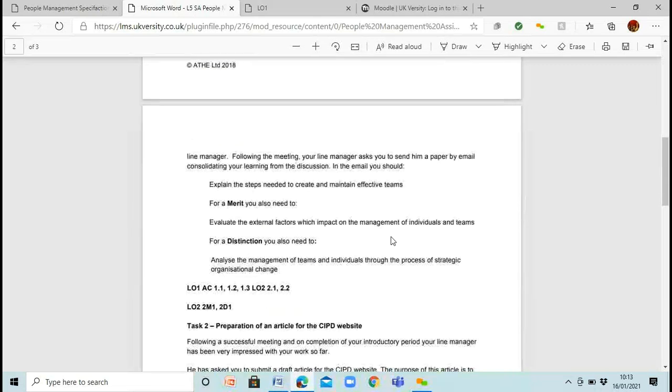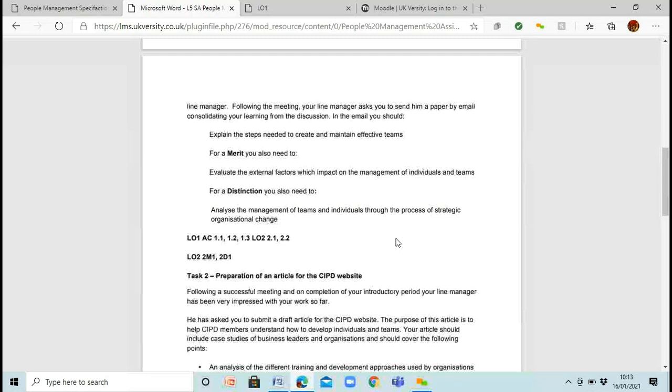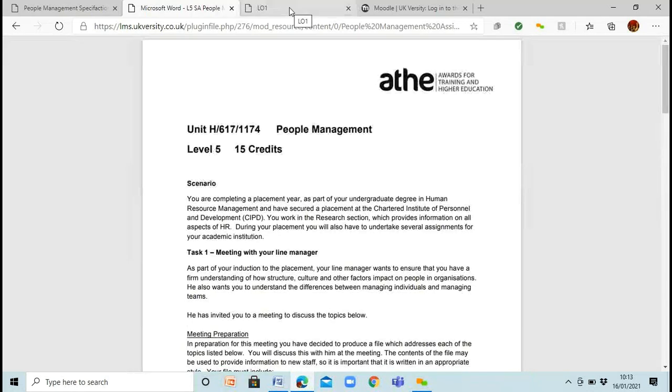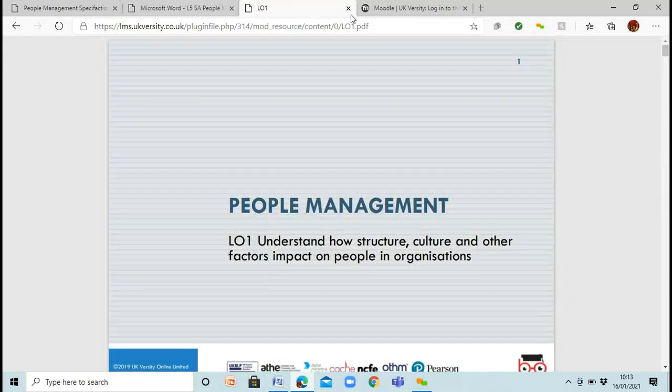It tells you what sort of layout you need to do your assignment in and what sort of format you would need to use. Again, this is on Moodle. Now, we'll make a start on our presentation. So, people management, Learning Outcome 1, understand how structure, culture, and other factors impact on people in organizations.